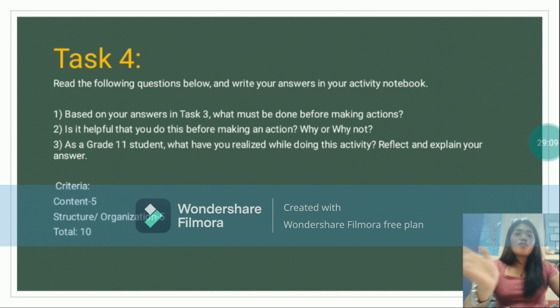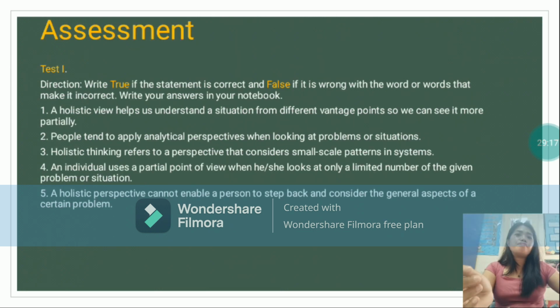Okay, so at this point, we'll proceed to the assessment or evaluation. So let's have the assessment. Okay, so we have here test 1. The direction you have there, write true if the statement is correct and false if it is wrong, with a word or words that make it incorrect. Write your answers in your notebook.